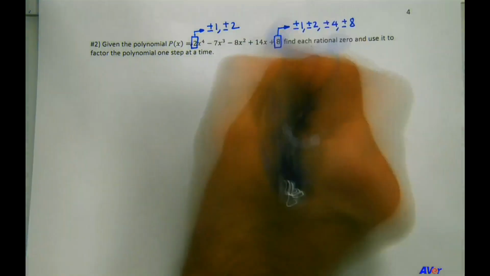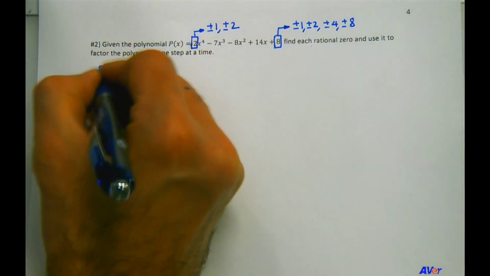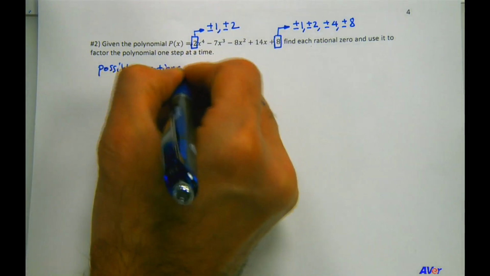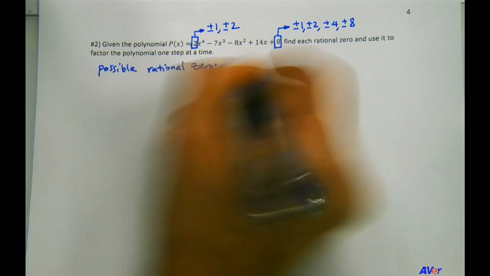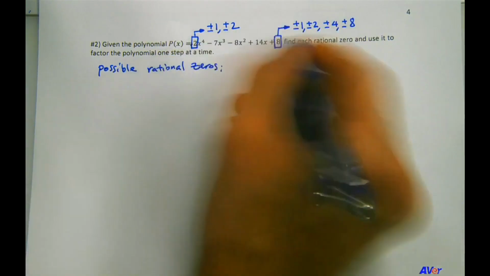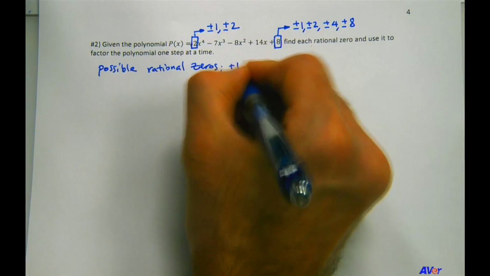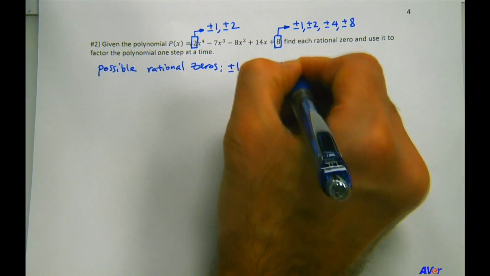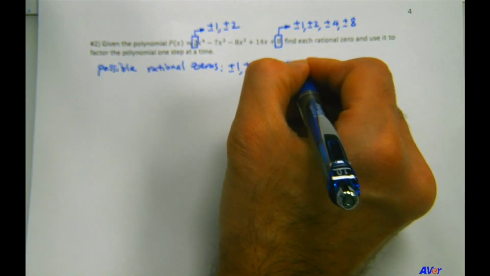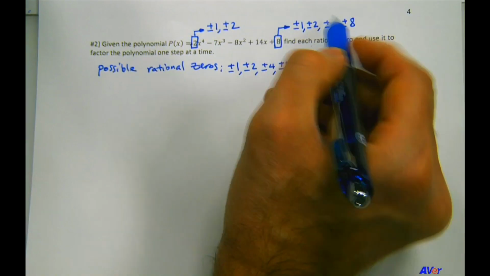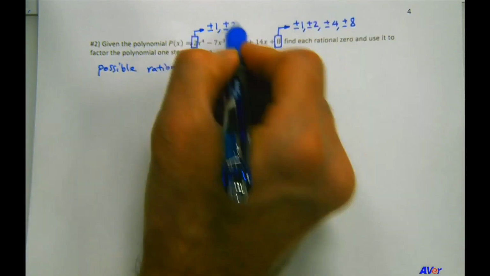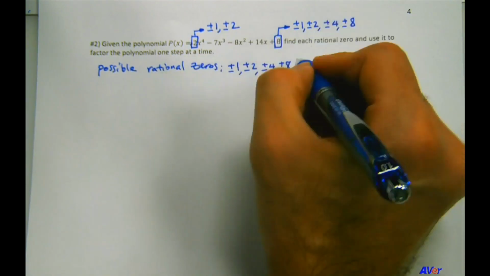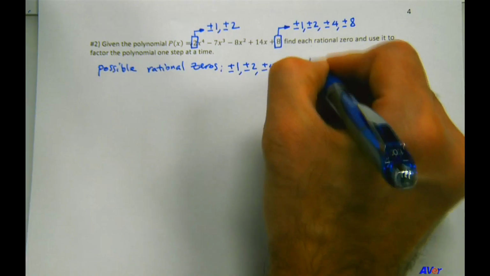So dividing all of this by 1, we get these, the possible rational zeros. All of this divided by plus or minus 1, we get these back, right? So plus or minus 1, plus or minus 2, plus or minus 4, plus or minus 8, comma. Now all of this divided by plus or minus 2. Plus or minus 1 divided by plus or minus 2 will get plus or minus 1/2.